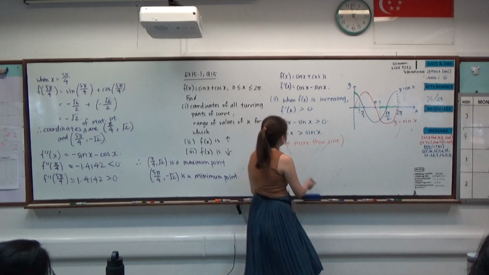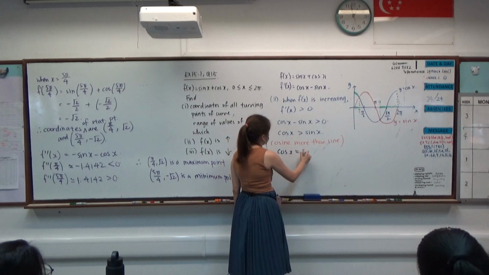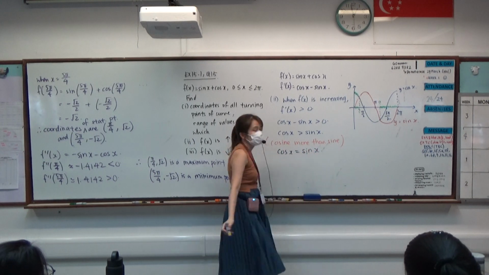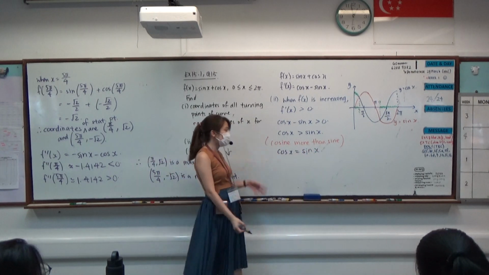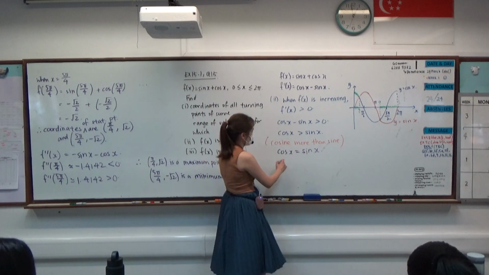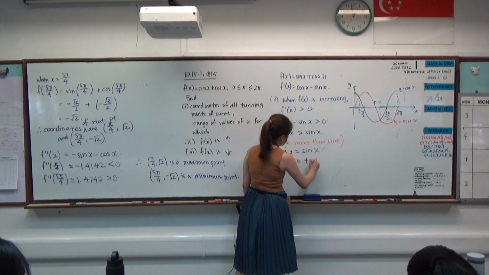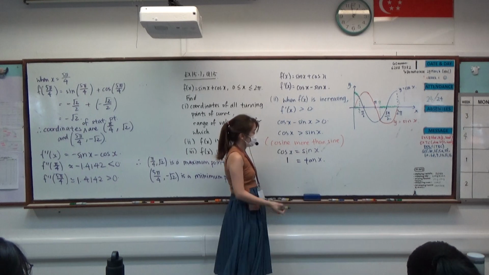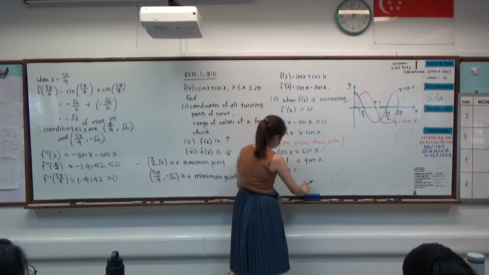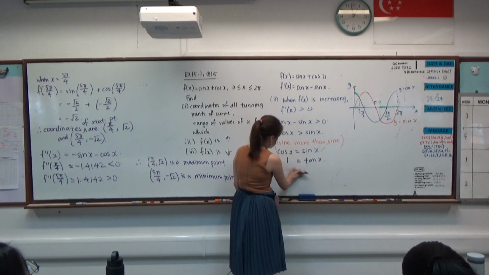So we solve for the intersection by making them equal. And when it's equal, we know how to solve. We can divide by cosine. So this is 1 equals tangent x. And then the basic angle is 45 degrees.